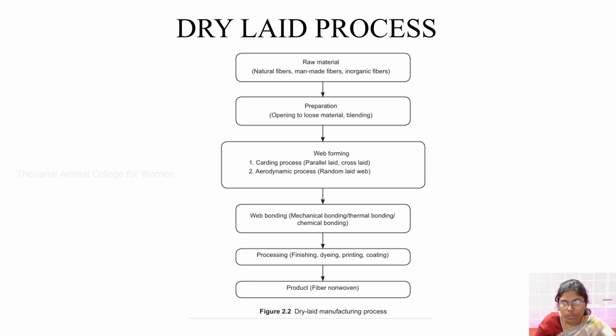First we will move on to the dry laid process, which is one of the web formation processes. Let us have a quick overview of the dry laid process. Initially we have the raw material. It may be a natural fiber, man-made fiber or any inorganic fiber. Then we go through the preparation process as we discussed, opening of the loose material and blending. Then we go to the formation, that is the carding process. Then we have web bonding, which may be mechanical, thermal or chemical bonding. Then we move on to the processing, that is finishing or dyeing or printing or coating. Then finally we get the output, non-wovens.